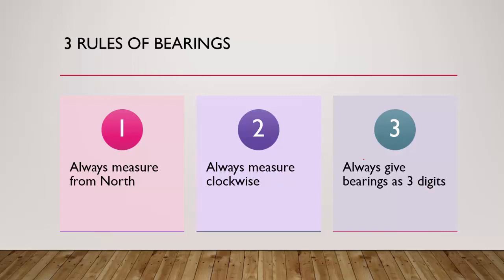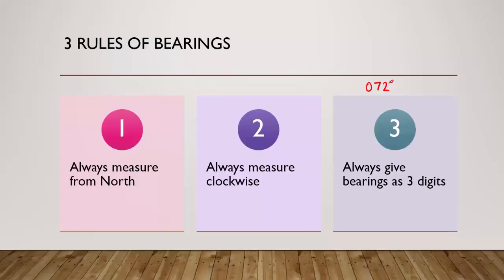If you hear a bearing and you only hear 2 digits, such as 72, then you'd need to double check that because there has to be 3 digits. If it was 72 degrees that we're after, it needs to be 072. You never give a 1-digit or a 2-digit bearing answer, it's always 3 digits. And if it's not a 3-digit number, just stick zeros in front so it is a 3-digit number. Those are the 3 rules of bearings that you need to follow.